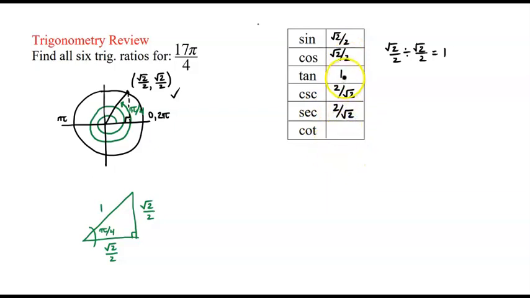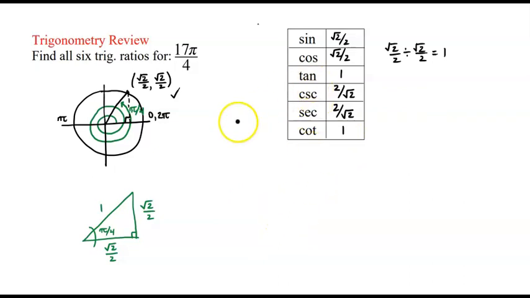And what's the reciprocal of 1? Well, 1 is really 1 over 1. So if you flip that, it's still 1. All right? And we have our 6 common trig ratios. Again, you could do this with your special triangles. You could do this with your 1, 2, 3, 3, 2, 1 method.